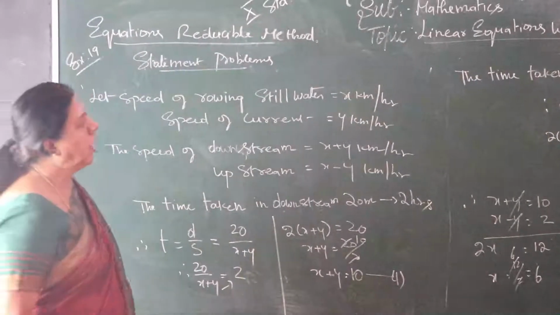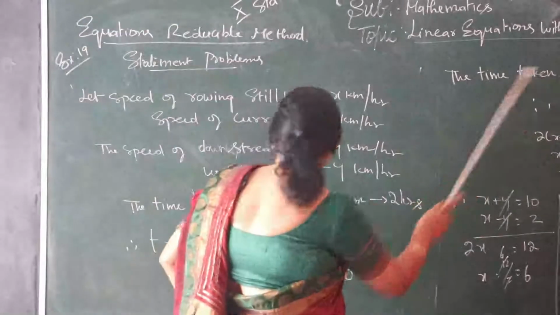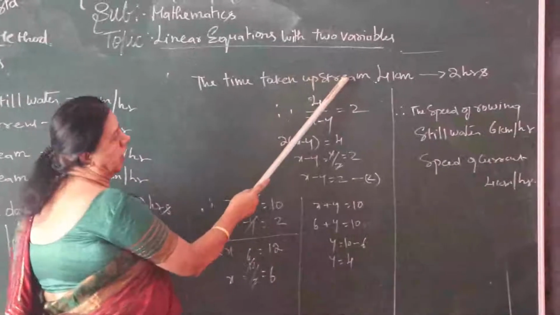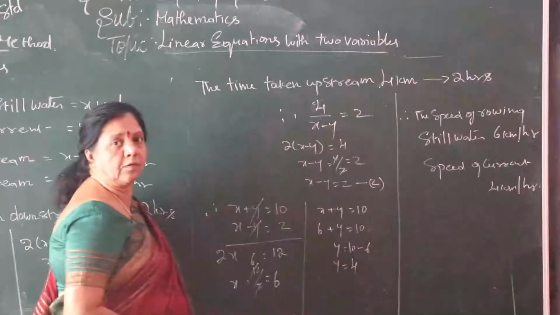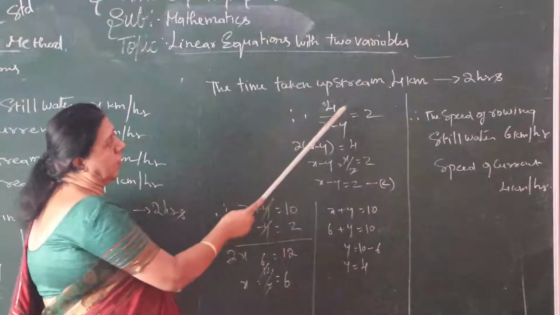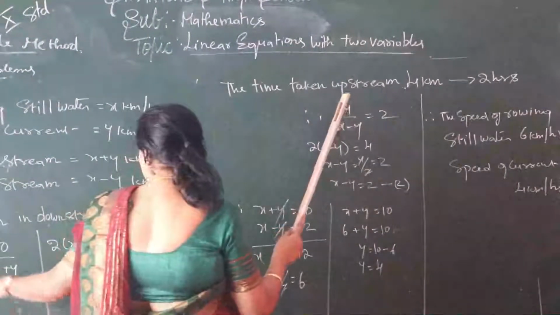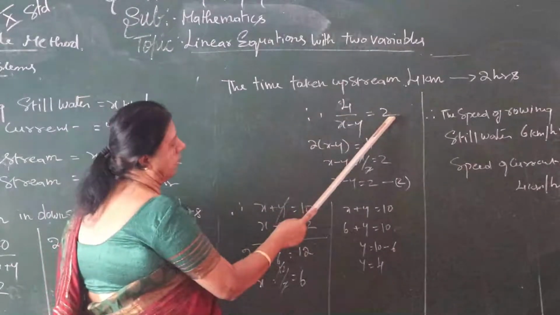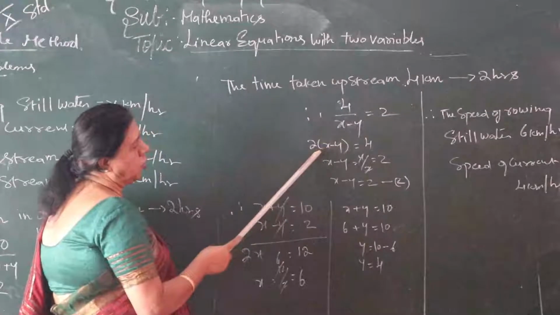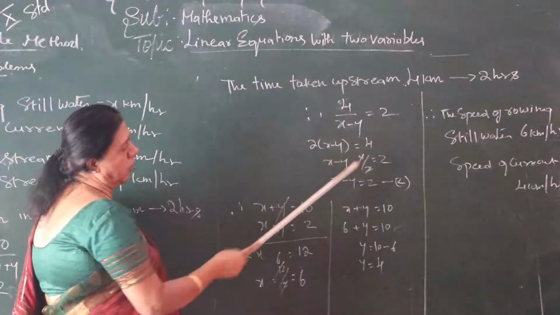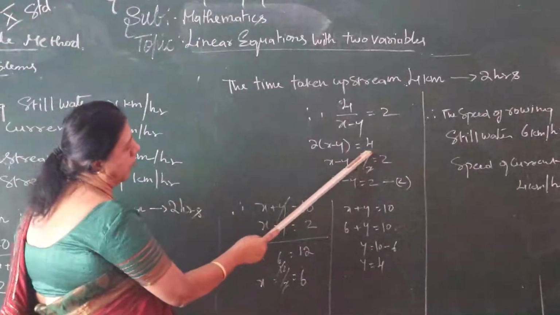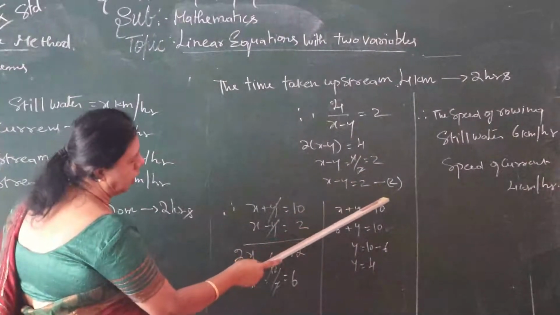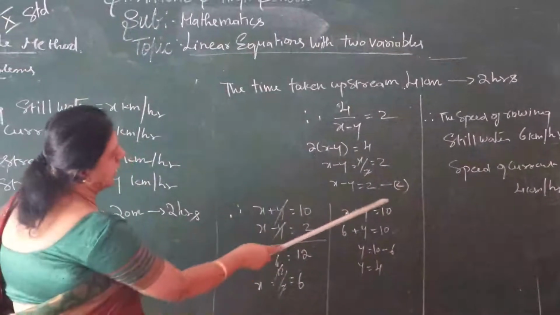You have to solve. Now we go for another, upstream. Downstream is over, now upstream. The time taken upstream is 4 kilometers in 2 hours. Once again, put the same thing. Here distance by speed is 4 by x minus y. This is 2 hours. Cross multiplication: 2 of x minus y is equal to 4. x minus y is equal to 4 by 2. 2 ones are 2, 2 twos are 4. x minus y is 2. That is the second equation.